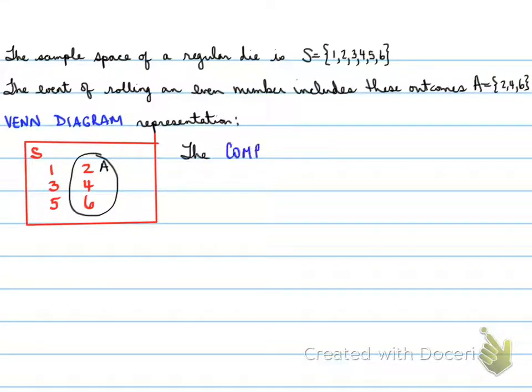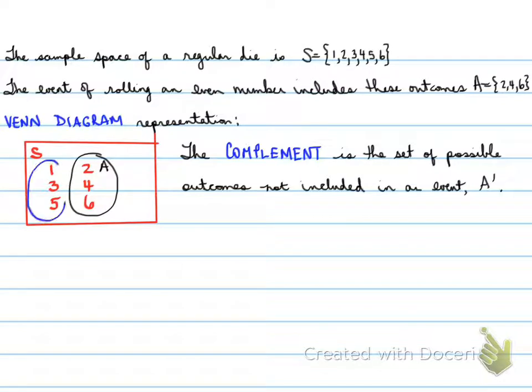Now, the complement is the set of possible outcomes not included in an event. Say 1, 3, and 5. That is not the answer we want. So let's go back for a second so you can see. The part that we don't want is known as the complement space. So A prime. So we have A and we have A prime.